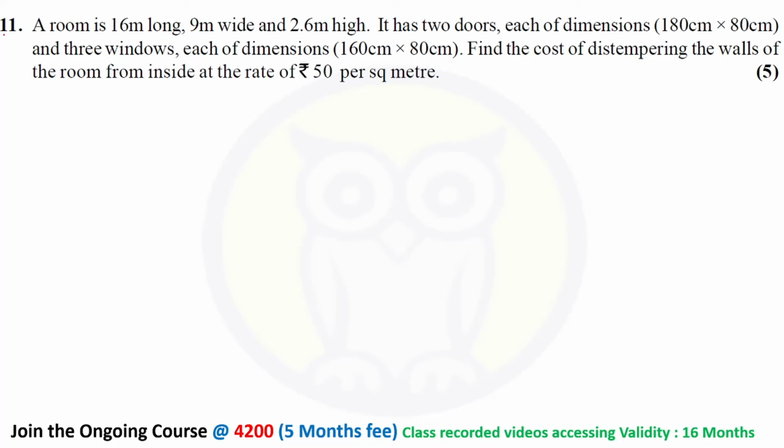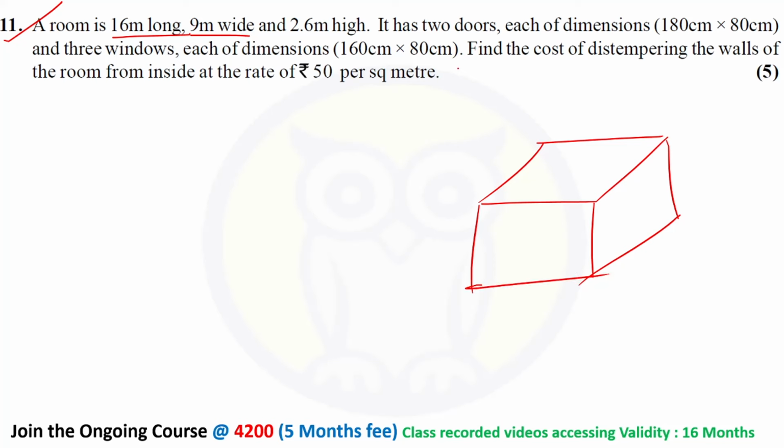Question number 11. A room is 16 meter long, 9 meter wide and 2.6 meter high. Let us draw the room. This is the 16 meter long length, the breadth is 9 meter, and the height is 2.6 meter. It has two doors.